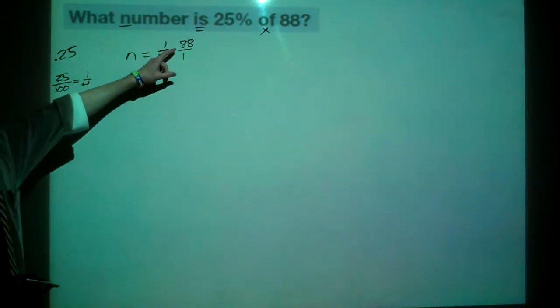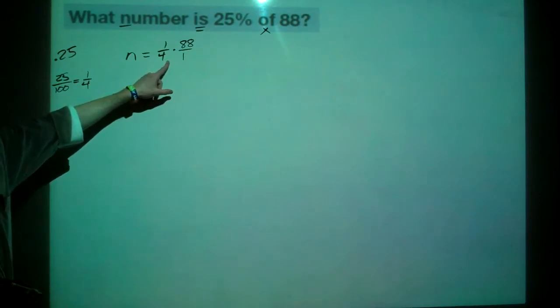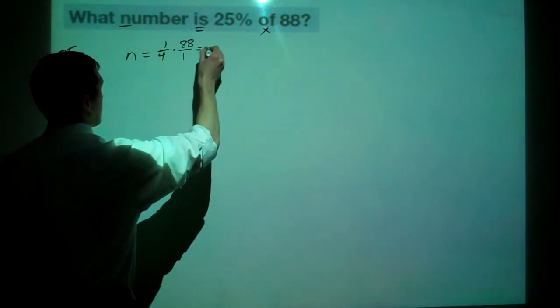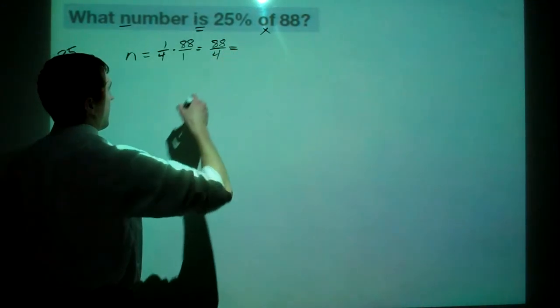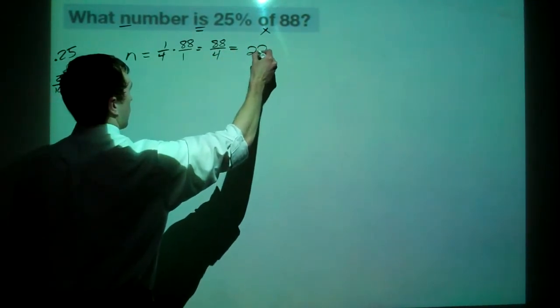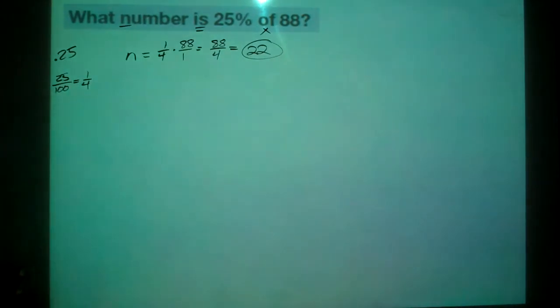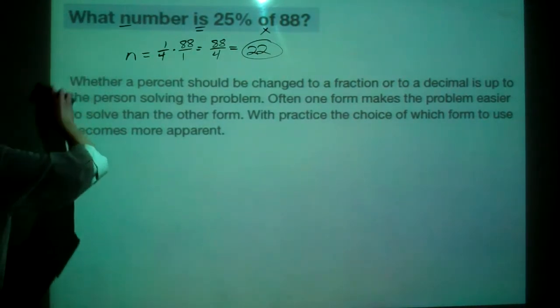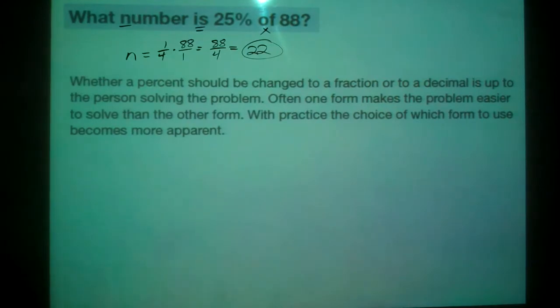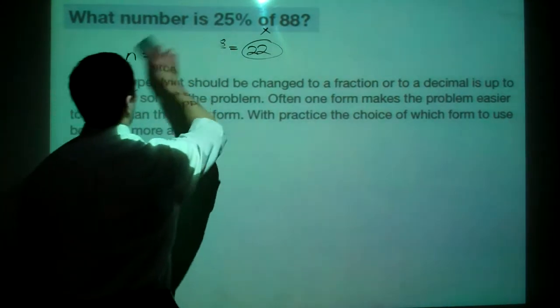Okay. So really we have 88 divided by 4. 1 times 88 is 88. 4 times 1 is 4. And 88 divided by 4 is 22. Alright, that one was easier to keep as a fraction. And as this next note will tell you, which I already mentioned, it takes some practice to figure out which one to use.